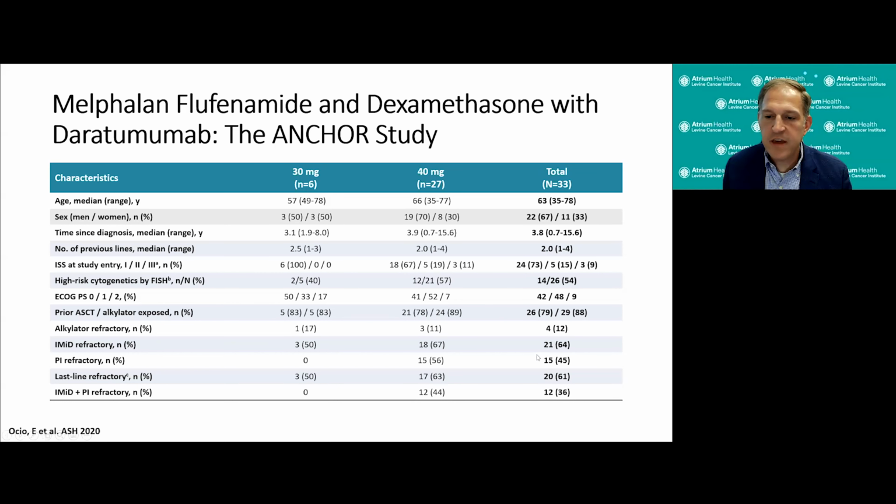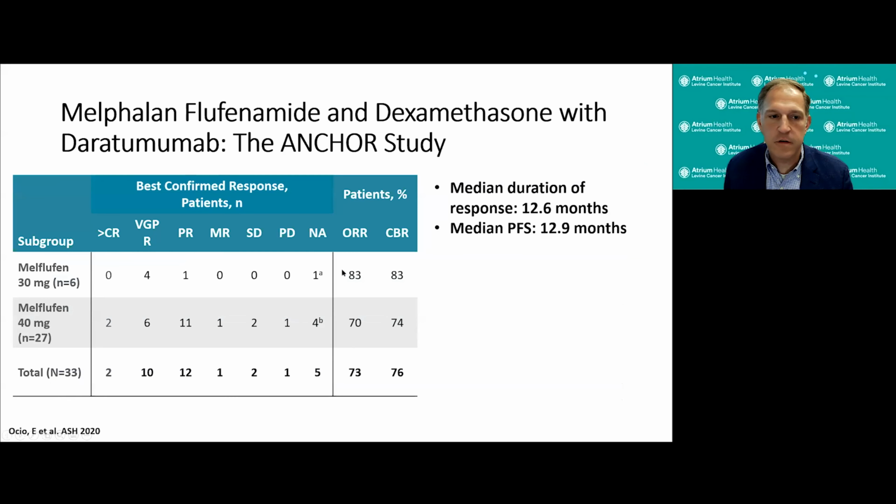The myelomas in this case were not as refractory to therapy when you look at the numbers of patients who had double refractory disease. In other words, refractoriness to a proteasome inhibitor and an immunomodulatory drug, it was about a third of the patients. So going over here to the right of this table, there were a number of patients that received a 30 milligram dose of melflufen with daratumumab and dexamethasone, but more patients who got the standard 40 milligrams of melflufen with their daratumumab and dexamethasone. So a total of 33 patients.